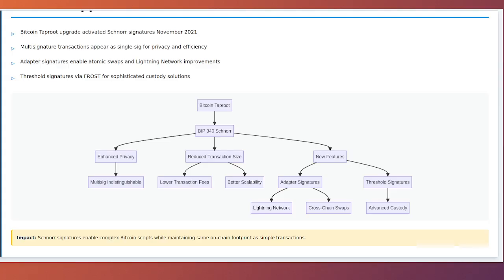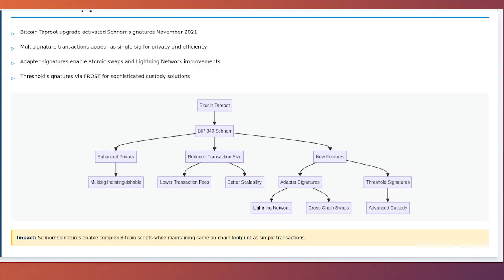With Schnorr signatures and key aggregation, a 2 of 3 multisig or even a 15 of 15 multisig can be represented on-chain as a single public key and single signature, indistinguishable from a regular single signature transaction. This dramatically reduces transaction fees, which are proportional to transaction size in Bitcoin, and improves blockchain scalability by reducing the data that must be stored and transmitted by all nodes.